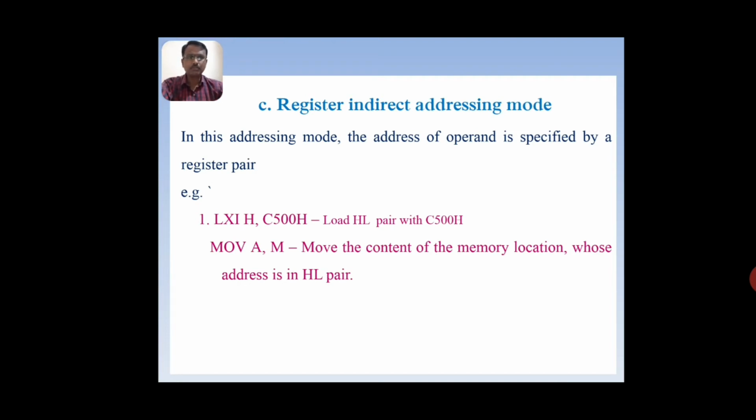MOV A, M is the example of register indirect addressing mode. Now what will happen due to LXI H, C500? Due to this instruction, the 16-bit data will be loaded into the HL pair. The content of register L will be 00 and the content of register H will be C5. Look at this instruction, MOV A, M. This instruction is the example of register indirect addressing mode. How?